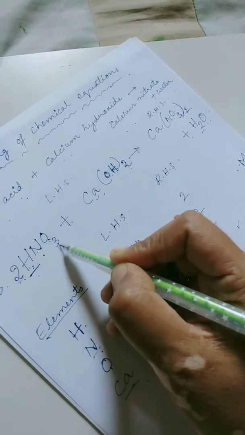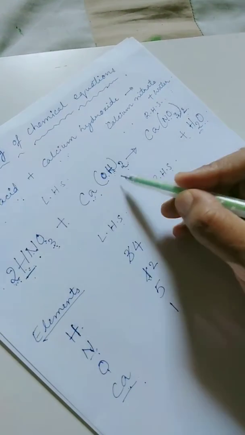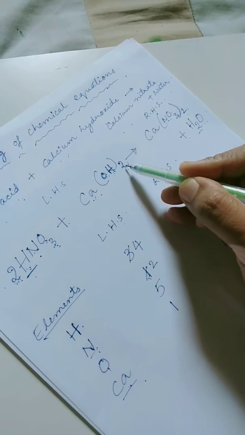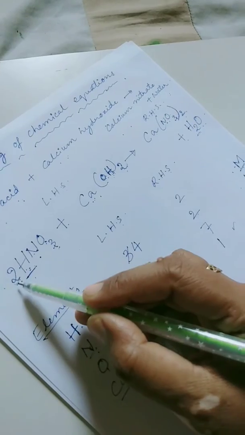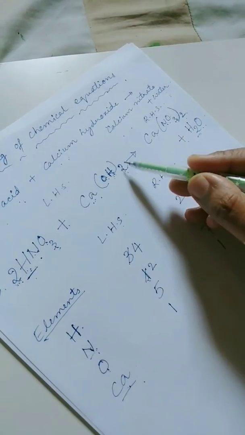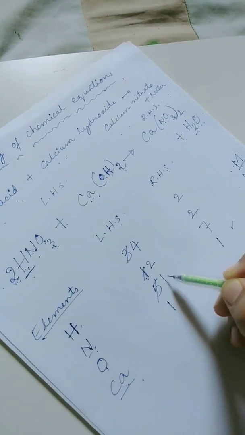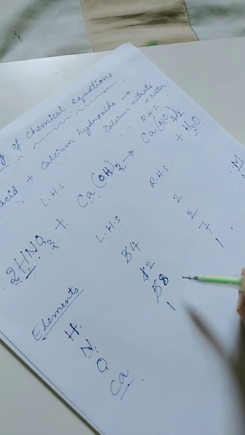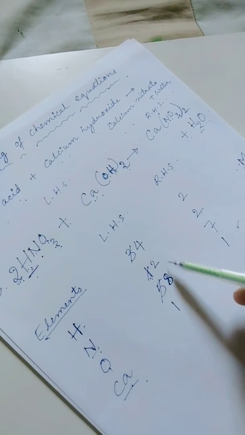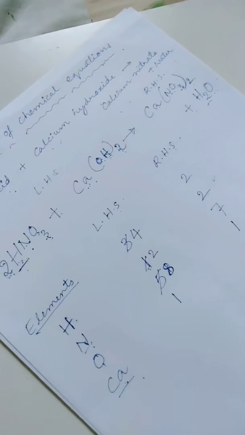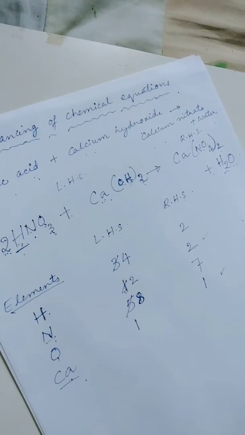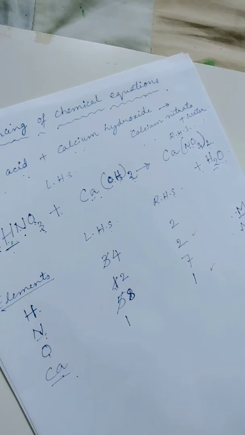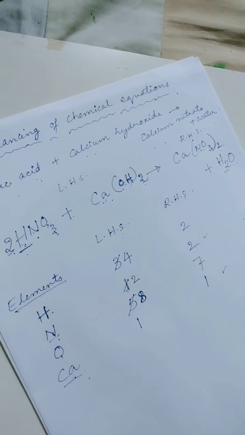And what about the oxygen now? 3 into 2, 6 plus 2. How many oxygens have you got now? Can you see there? 3 into 2, 6 plus 2, 8. Oxygens have become 8 now. Now let us see. Nitrogen is balanced. Calcium is balanced. Now what needs to be balanced now? Now we have balanced metal, we have balanced non-metal, and now we need to balance oxygen.